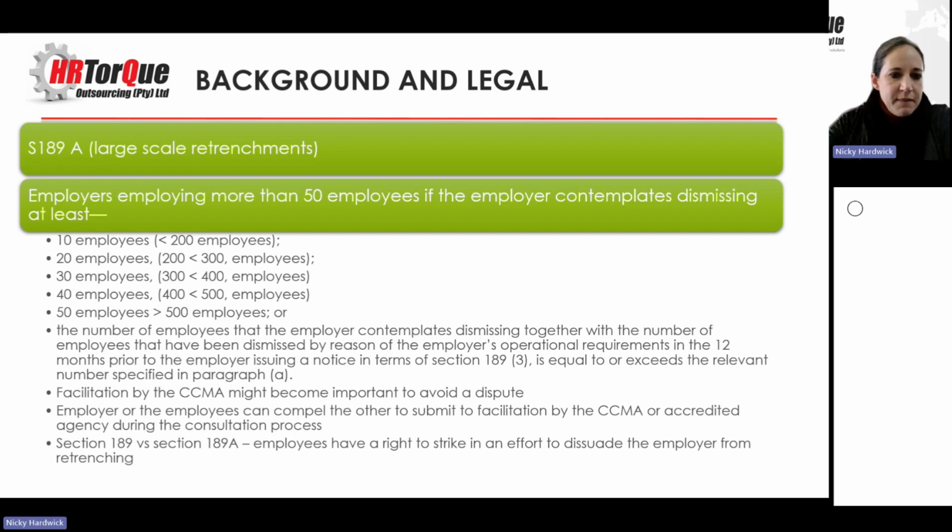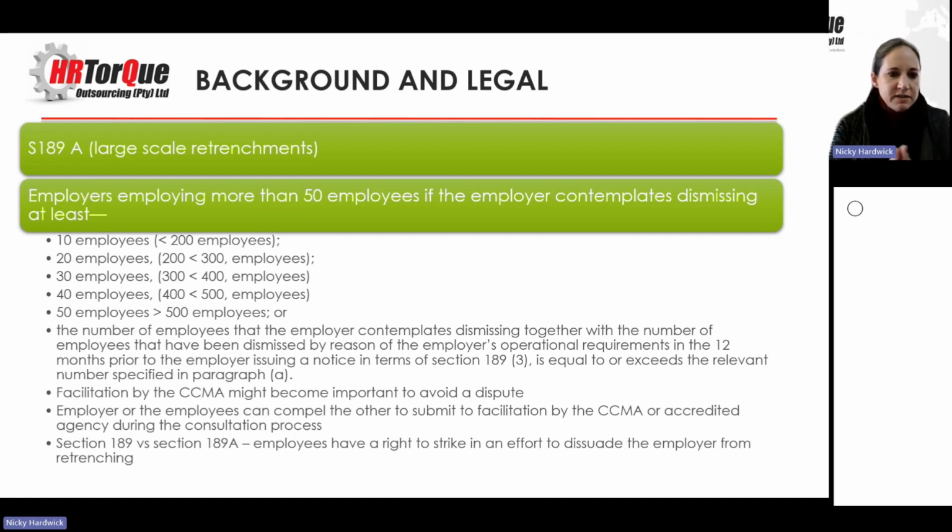There are other factors that come in. So there's obviously the number of employees that you need to look at based on your number of employees. Alternatively, you also have a look at how many employees have been dismissed in the previous 12 months. This is to get around an employer dismissing 2 people this month, 4 people next month, maybe 6 people.